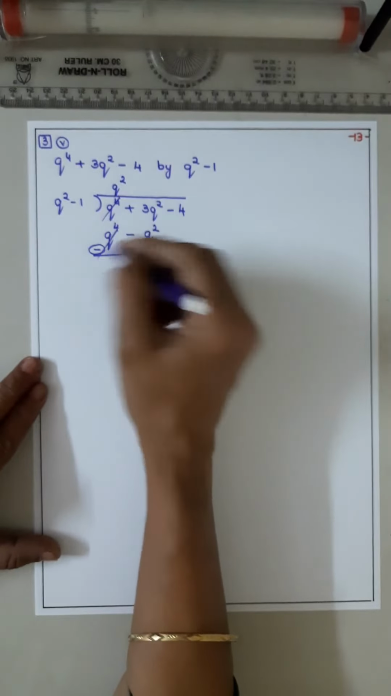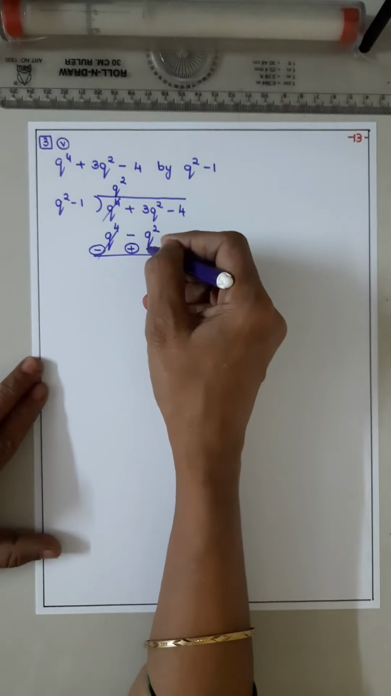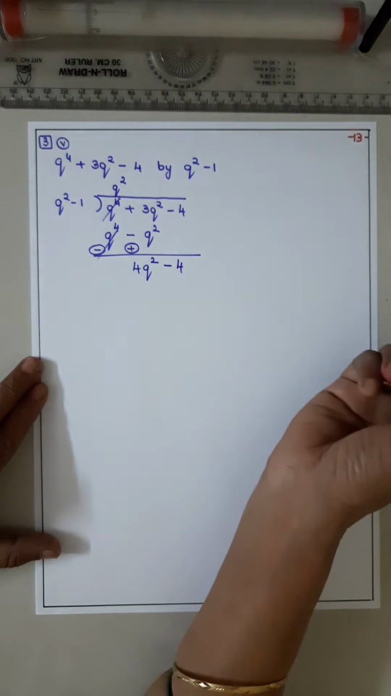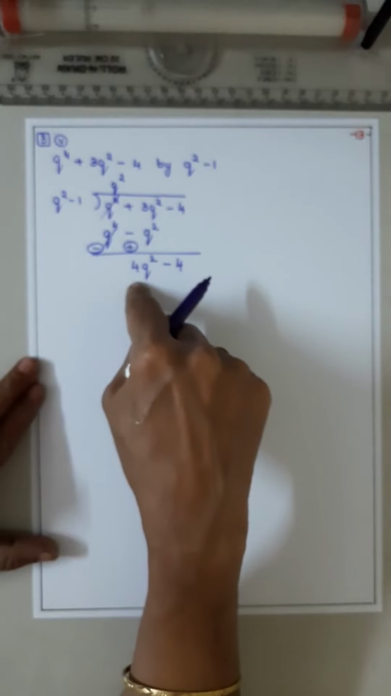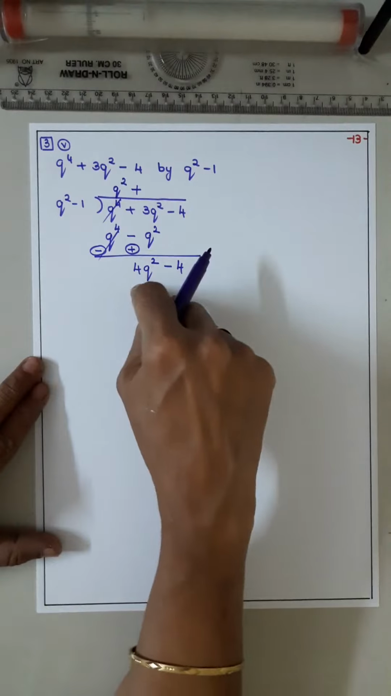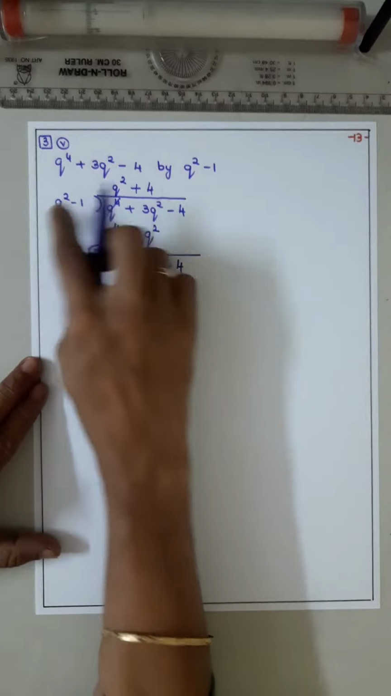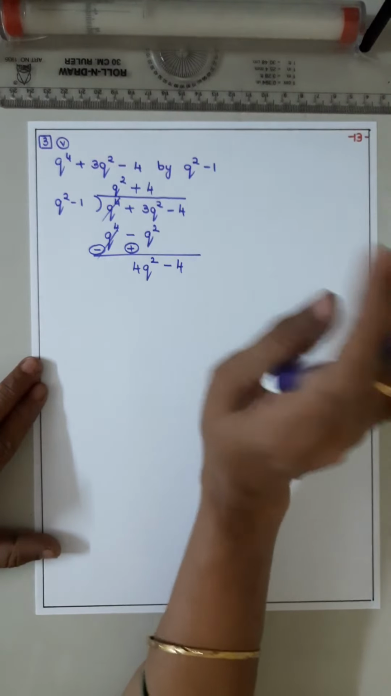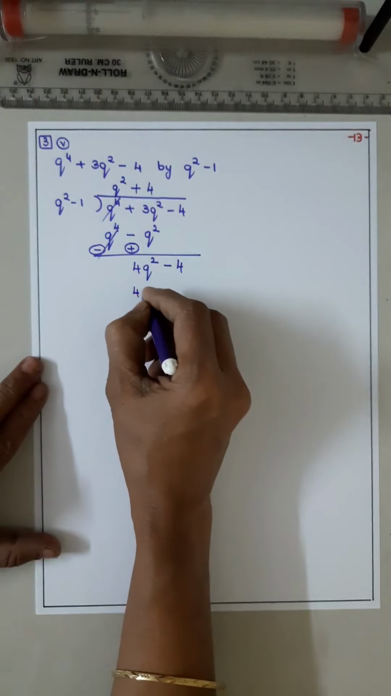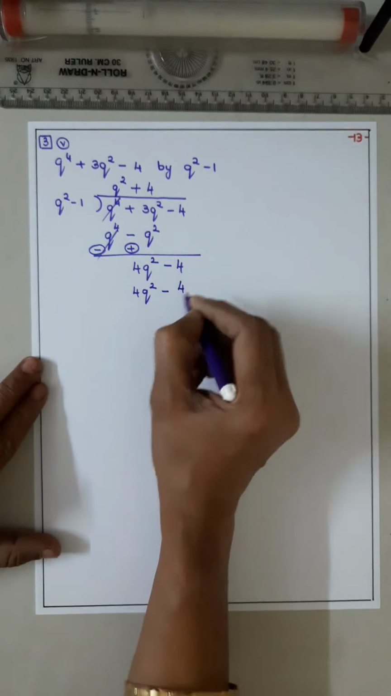Now this gets cancelled. Here how much is there? Plus 3 plus 1, 4q squared minus 4. Now it is plus, here it is plus, so here also it will be plus. Here it is 1, here it is 4, so here it should be 4. 1 4s are 4. Here it is q squared, here it is q squared, no need of putting. So 4 into q squared is 4q squared, plus minus 4 1s are 4.